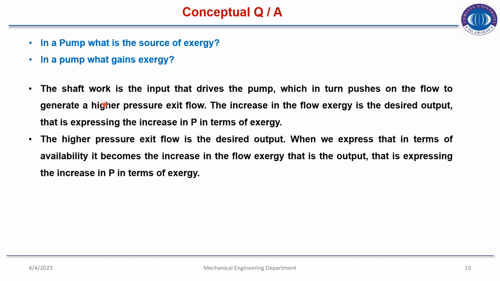As the function of a pump is to increase the pressure, the shaft work or displacement provides the fluid with the higher pressure at the exit. The increase in the flow energy is the desired output, expressing the increase in pressure in terms of exergy. So the higher pressure exit flow is the desired output. When we express that in terms of availability, it becomes the increase in the flow exergy.